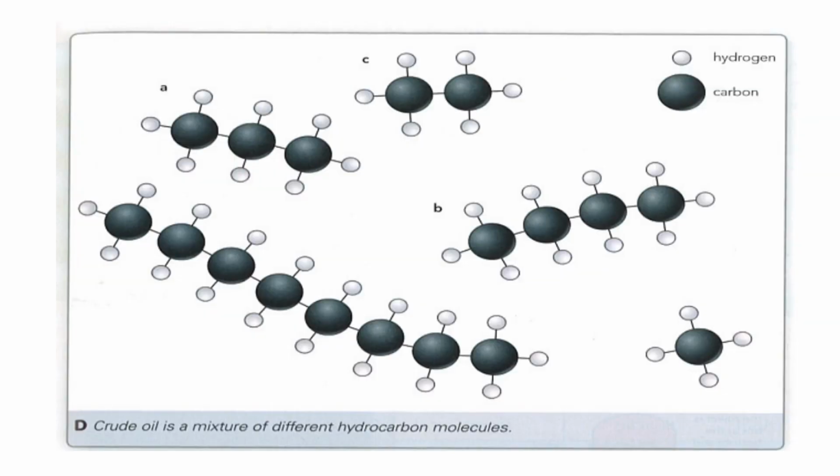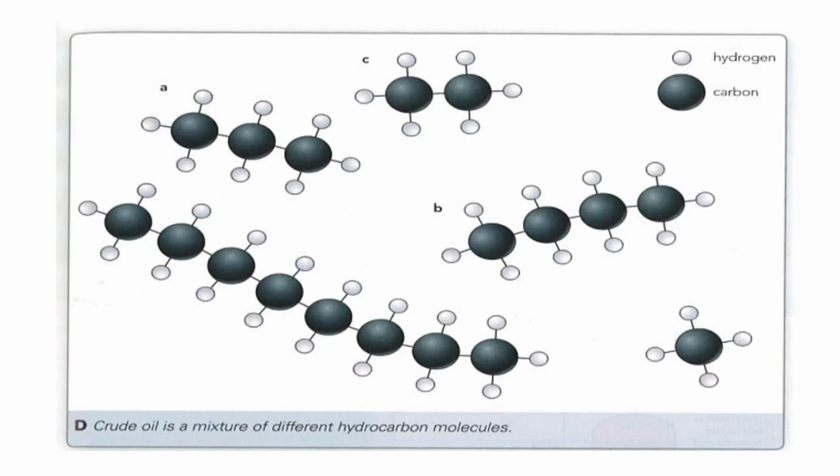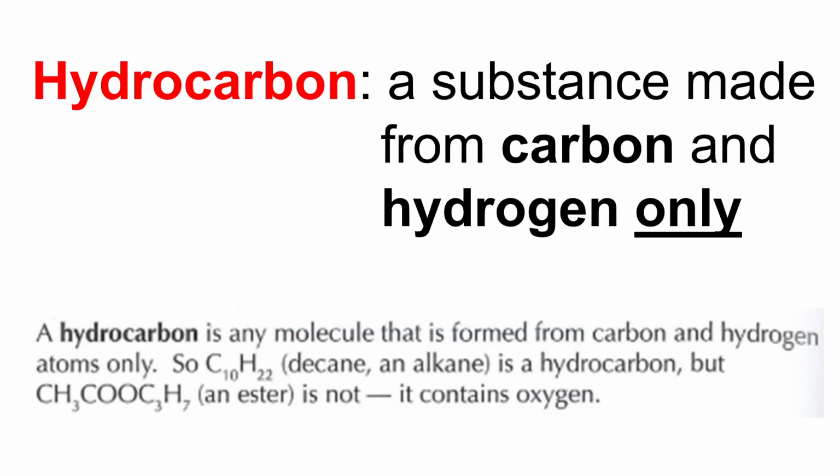Crude oil is a mixture of different hydrocarbon molecules, and as you can see, they have different lengths. This is going to be very important. But firstly, you need to know what a hydrocarbon is: a substance made from carbon and hydrogen only. The key word is only. As you can see, there's only carbon and hydrogen here, nothing else.